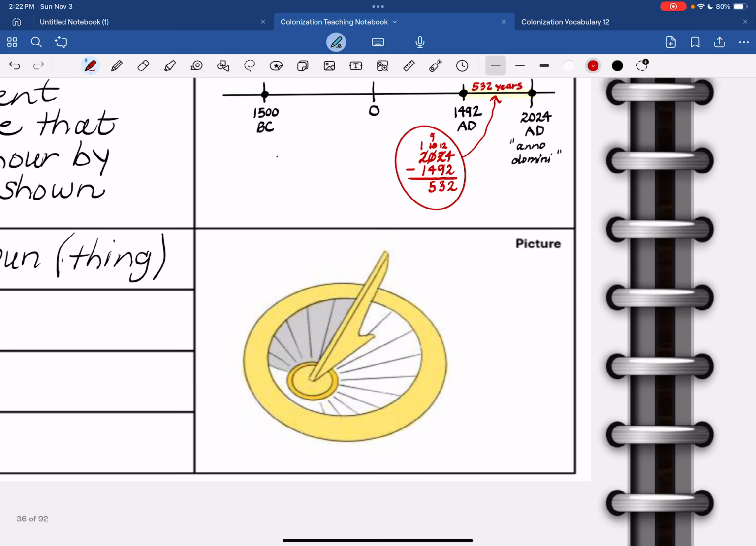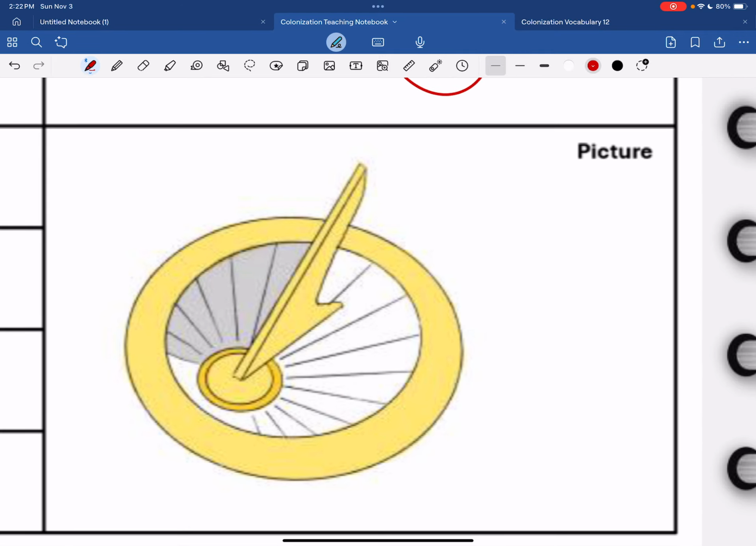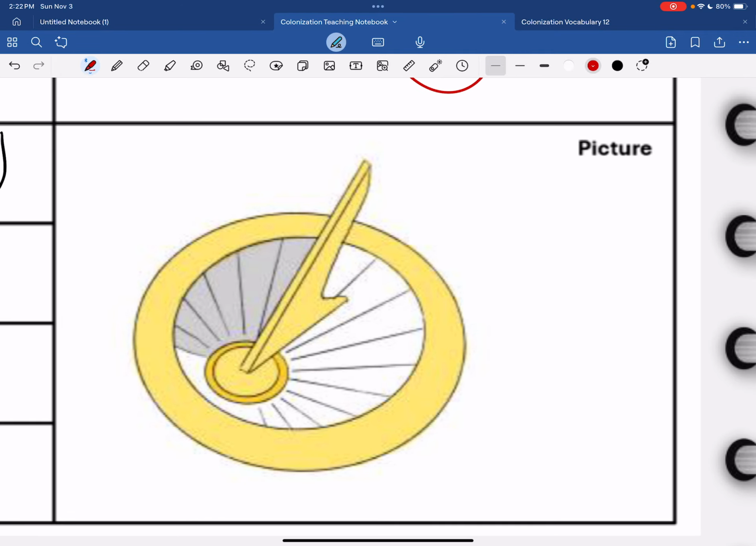All right, on this picture, there are some things that I want to point out to you. The first thing is that this picture would not work if this is a real sundial, because a real sundial has to be sitting perfectly flat. The dial, which is this part, the circular part, must be completely flat. So my sundial would be giving the wrong time.